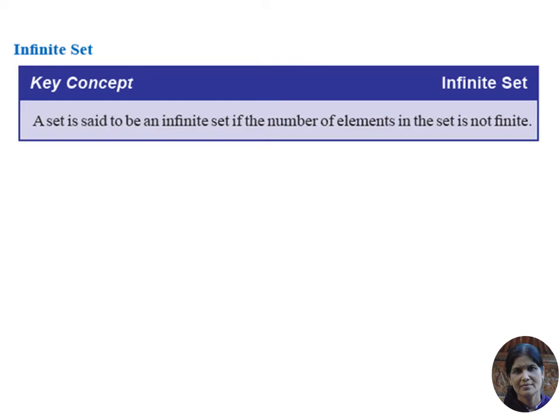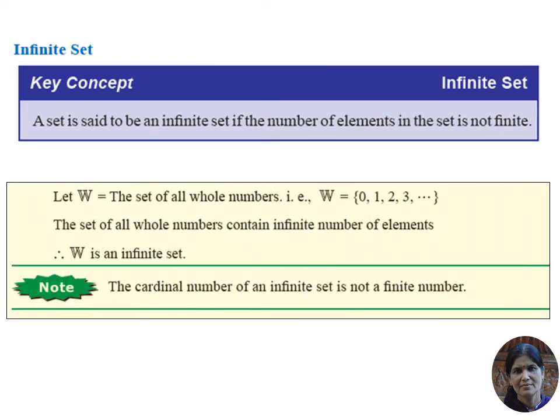When a set is not finite, then it is surely infinite. A set is said to be an infinite set if the number of elements in the set is not finite. You can take the example of whole numbers. The set of whole numbers, which is represented by W, contains the elements 0, 1, 2, 3, and so on, and you know that there is no end of the whole numbers. So the set of all whole numbers contains an infinite number of elements. So W is an infinite set.